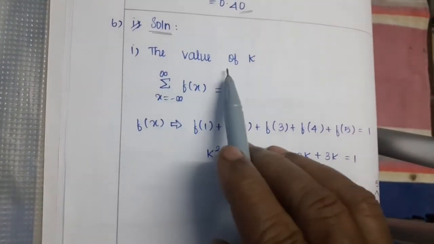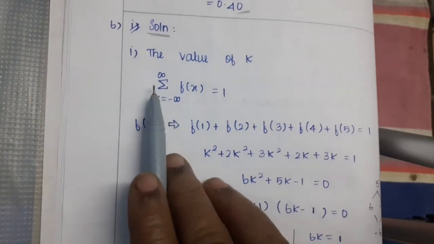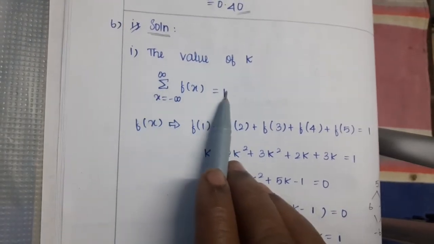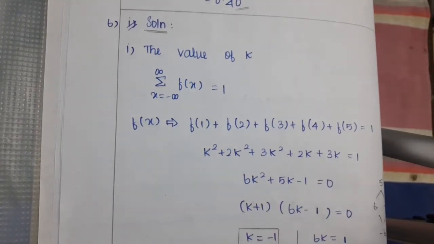See here, what is the solution? How to find the value of k? We already know that the summation of f(x) over x from minus infinity to plus infinity is equal to 1. Otherwise, for discrete random variables, the summation of p equals 1, because the sure event is always 1.